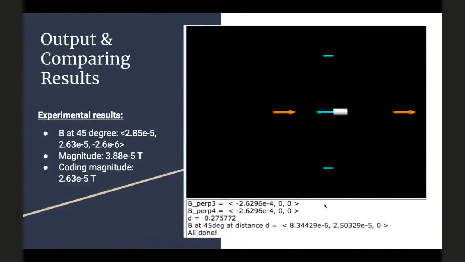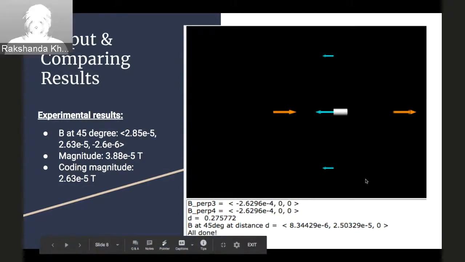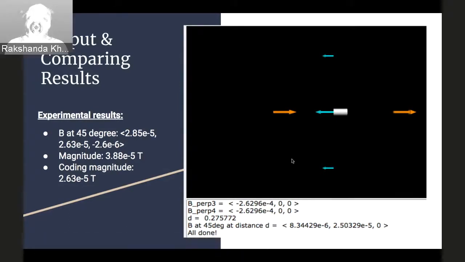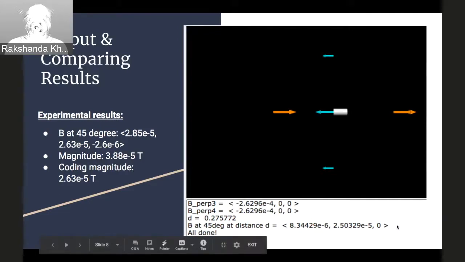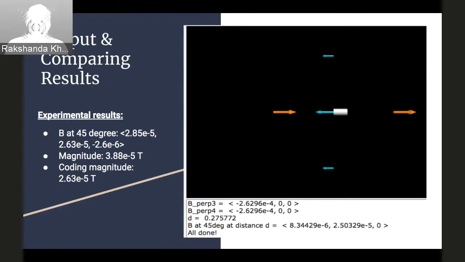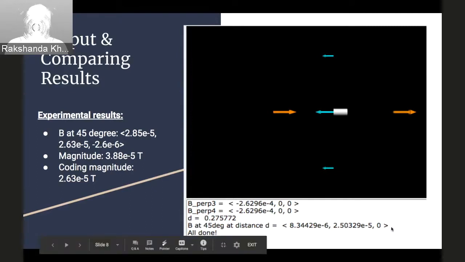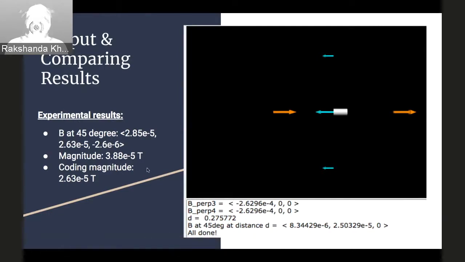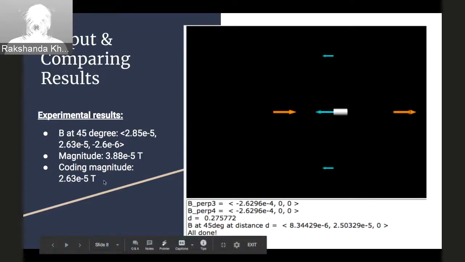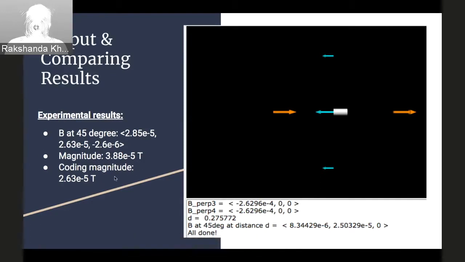And here is the output of my code, which you can see in the screenshot on the right. When we compared the output results to my experimental results, I mentioned that my experimental results had a magnetic field at 45 degrees of this value, and then we see the value of the magnetic field at 45 degrees in my code output. And when we compare the two magnitudes, the magnitude of my experiment was 3.88 e minus 5 Tesla, whereas the coding magnitude was 2.63 e minus 5 Tesla. And so they're roughly similar to one another, I'd say.